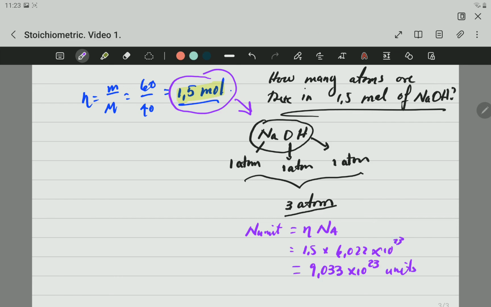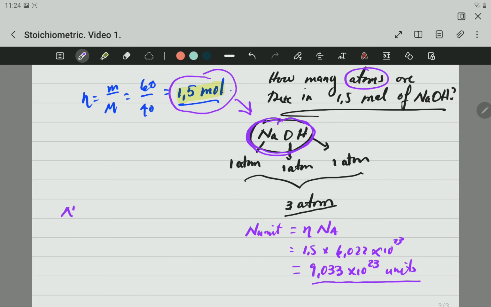Alright? So in 1,5 mole of sodium hydroxide, we are going to have 9,033 times 10 to the 23 units. So we will have this number of units, but I don't want that. I want the number of atoms. So how can I get the number of atoms now? In 1 unit, I have 3 atoms.